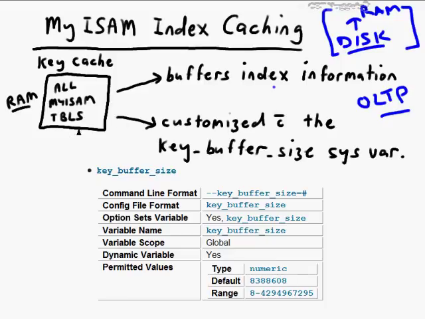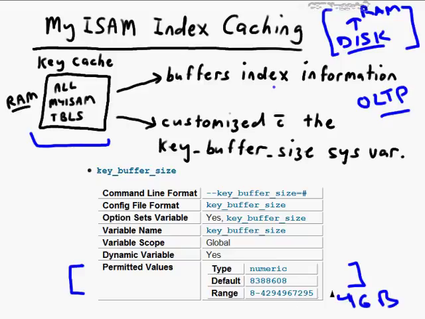And the size of this RAM cache can be customized with a system variable called key_buffer_size. Those are the two main points I want you to know, that we can cache MyISAM indexes by modifying this RAM cache called the MyISAM key cache, and we do this by tweaking a system variable in your option file called key_buffer_size. And here are the permitted values down here. It's a numeric value, and you give the value in bytes. The default is only 8 megs, but you can actually crank that up to 4 gigabytes if you want.